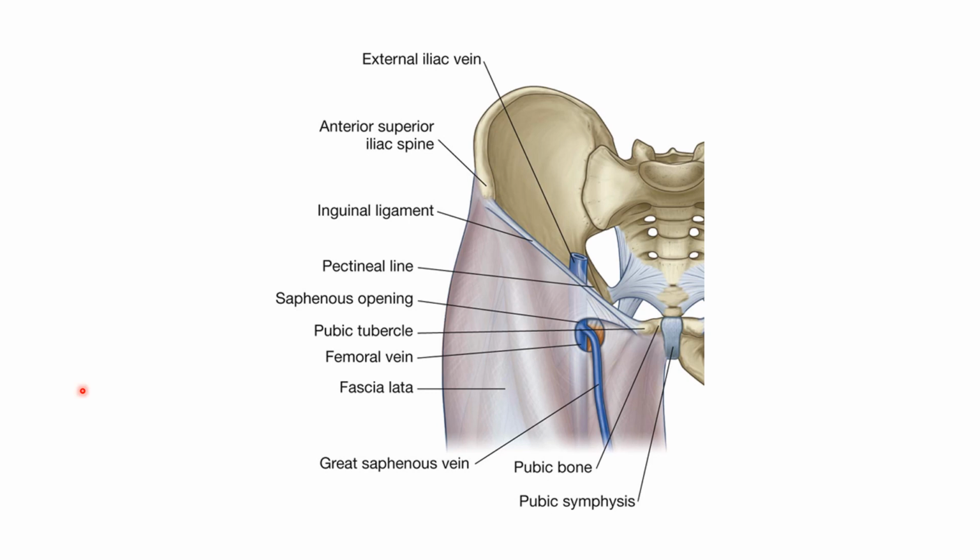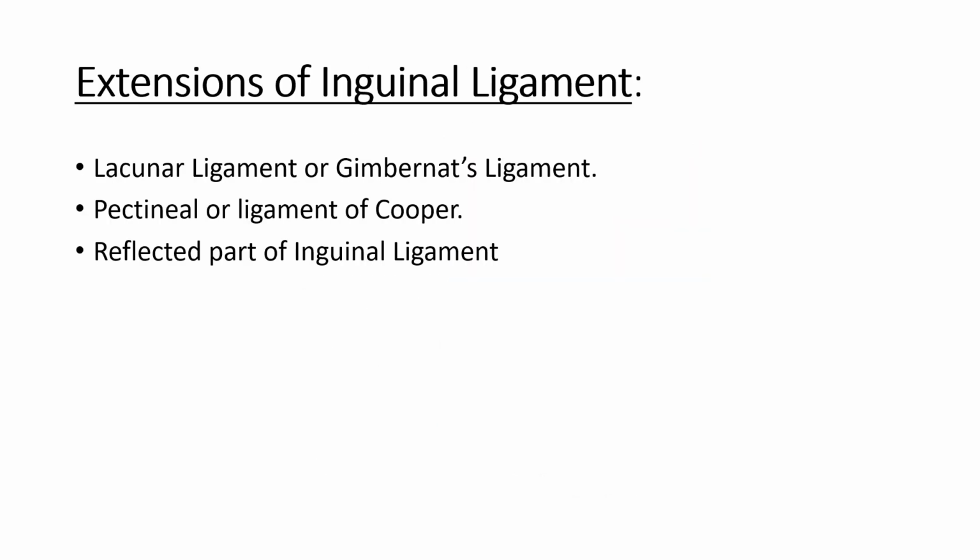Here you can see this is fascia lata attached in the low border of the inguinal ligament. So coming up with extensions of the inguinal ligament, those are the lacunar ligament, also known as Gimbernard's ligament or the pectineal part of the inguinal ligament; the pectineal ligament or the ligament of Cooper; and the reflected part of the inguinal ligament.